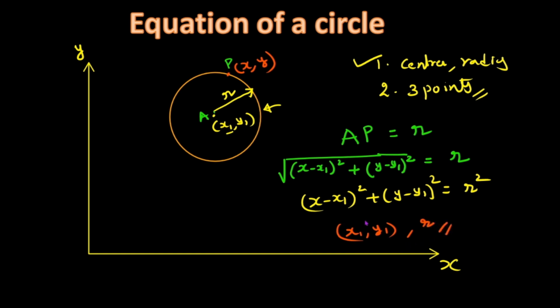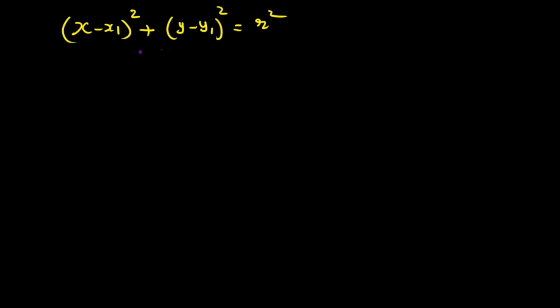If we convert any given equation into this format, then we can say that x1, y1 is the center and r is the radius. But it sometimes takes a longer time to convert to this format. That's why I will show you very interesting steps to find the center and the radius of the equation. So here x1, y1 is the center and r is the radius.